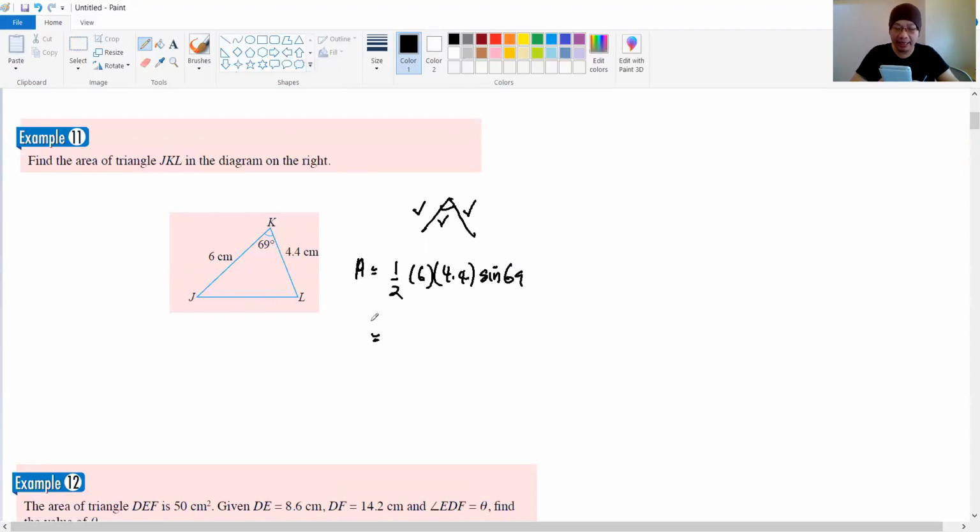When we compute, the answer is 12.3233. I rounded off to 4 decimal places. Please double check my answer, is that correct or not? Guys, this is the answer. If your answer is different from mine, it's okay, as long as the first 3 digits are the same. The last 3 digits can vary.